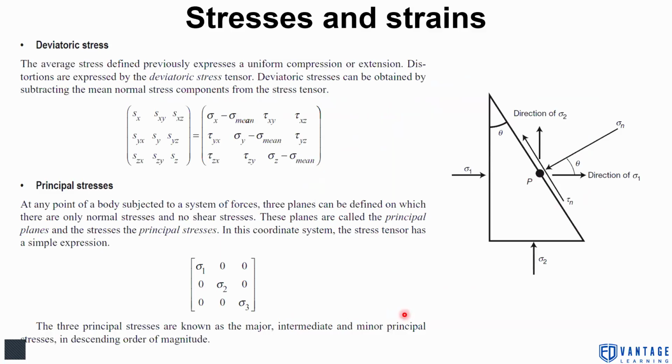So next comes deviatoric stress. The objective is we want to define the average stress, right? The average stress defined previously expresses a uniform compression or extension, right?